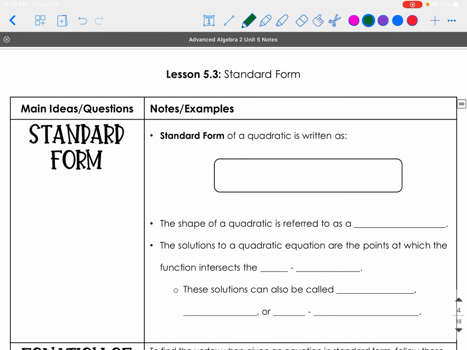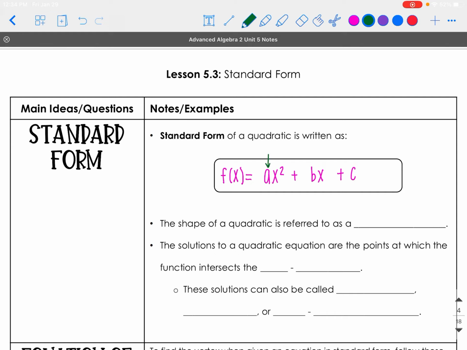Hey guys, in this video we're going to be learning about 5.3, which is standard form. In the last video we learned about vertex form. This time we're learning about standard form, and standard form looks like this: f of x equals ax squared plus bx plus c.